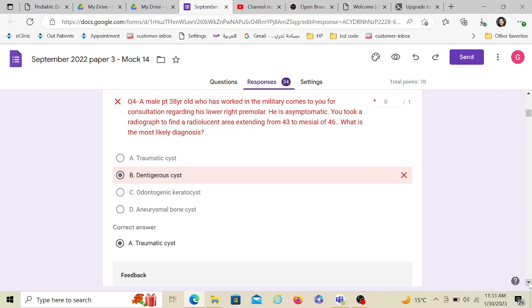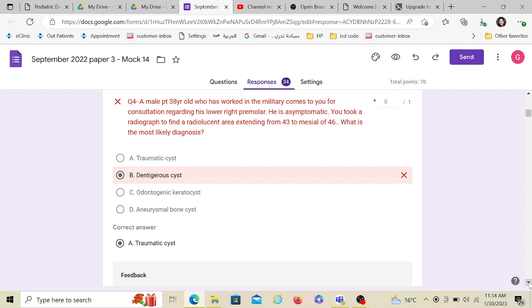And he's 38-year-old, so he's not that old. Military also means that he's pretty fit otherwise. He comes to you for consultation regarding his lower right premolar. He's asymptomatic. The key word is asymptomatic. There is no pain, there is no swelling, there is nothing. You just took a radiograph for a normal consultation and then you find a radiolucent area extending from 4.3 to 4.6. Now 4.3 to 4.6 is the lower border of the mandible and one of the most common regions for trauma, especially for a person who's involved in fights. And in this case, it's military.